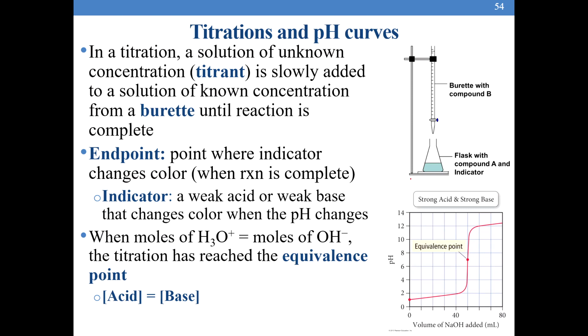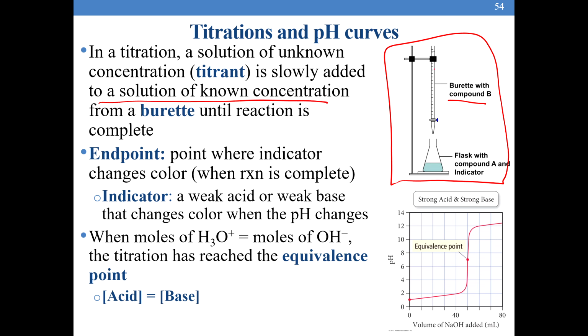So here's an image on the right, same kind of thing that I drew on the previous slide. Flask with compound A, an indicator, burette with compound B, okay? So the titrant is slowly added to a solution of known concentration. So in the burette, that would be your titrant, okay? In our case, from the previous drawing, it would be the base, okay? The equivalence point is shown in this graph at the bottom, and we'll go through the graph in just a second. But just to be clear, an indicator is a weak acid or a weak base, that's all it is. It's going to change color when the pH changes. And the equivalence point is when acid equals base, okay?